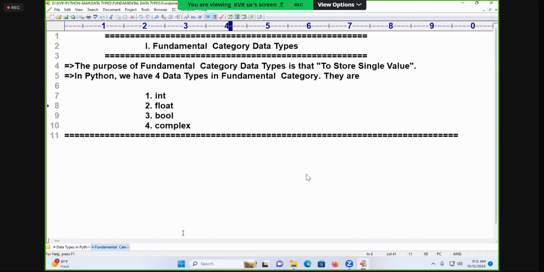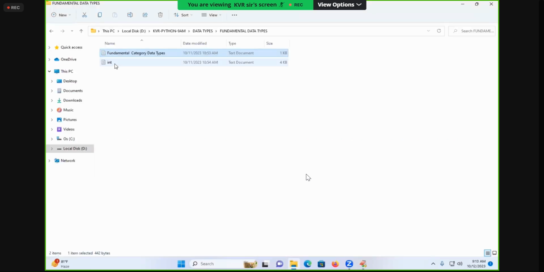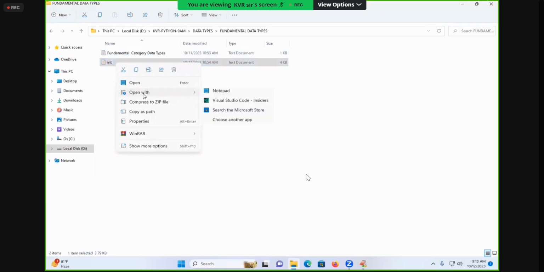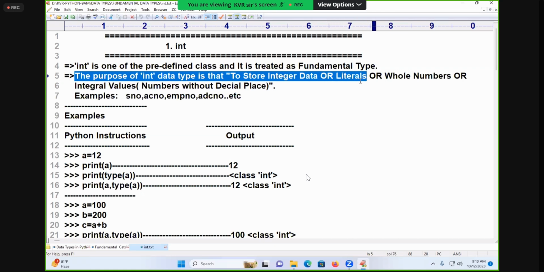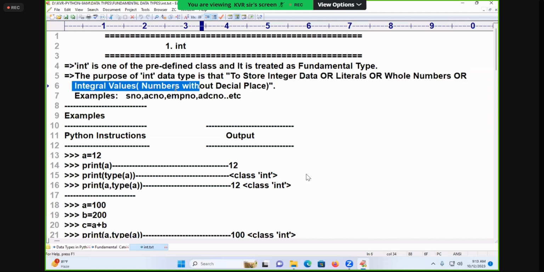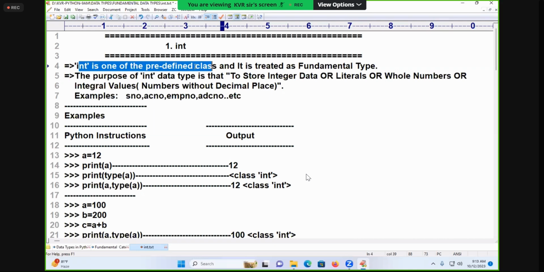Coming back, int also we started with. Already we completed some part of it. What is the use of int data type? To store integer data, or literals, or whole numbers, or integral values. Numbers without decimal places. What is int here? It is one of the predefined classes treated as a fundamental type.